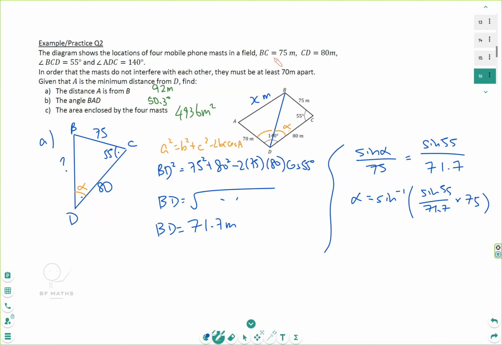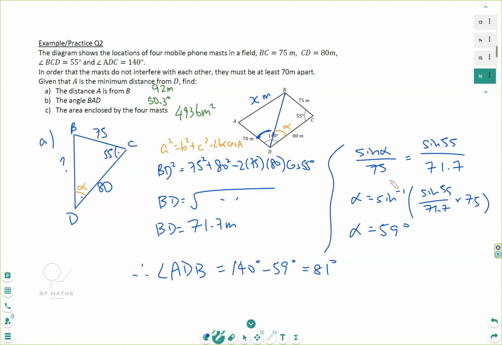Where did the 75 come from, sir? Times 75 over the right-hand side, and then inverse sine or arcsine. Put it in the calculator, you should get 59 degrees. So now we know the angle ADB, which is the one that we need. ADB equals 140 degrees minus 59 degrees, which is 81 degrees.